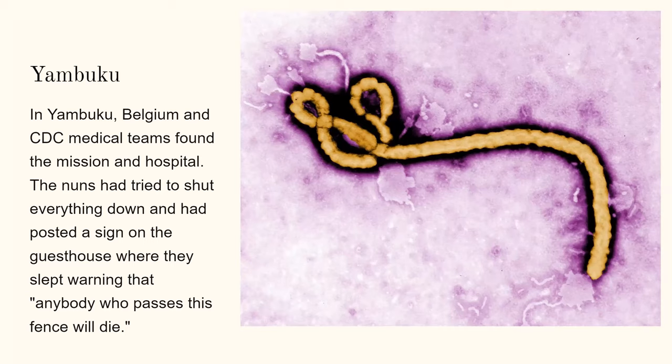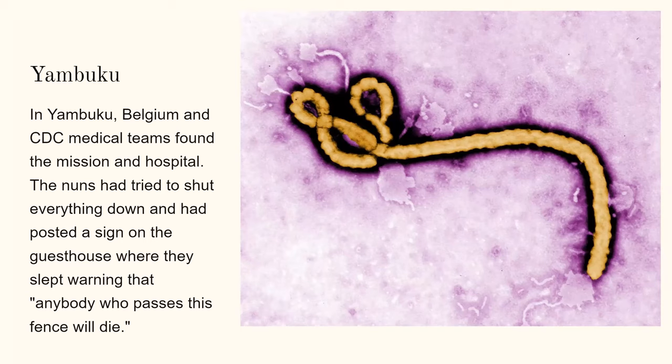In Yambuku, when the teams arrived, they encountered almost a ghost town. Outside the mission, there were signs that said anyone who passes this fence will die. The nuns tried to shut it all down and to try and contain this virus. They don't want it getting out. If they could contain it, they're great. But their fear was if it got out, it could do a lot more damage.